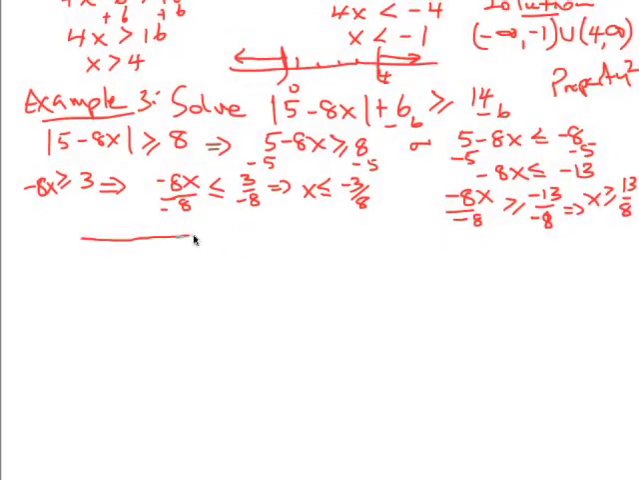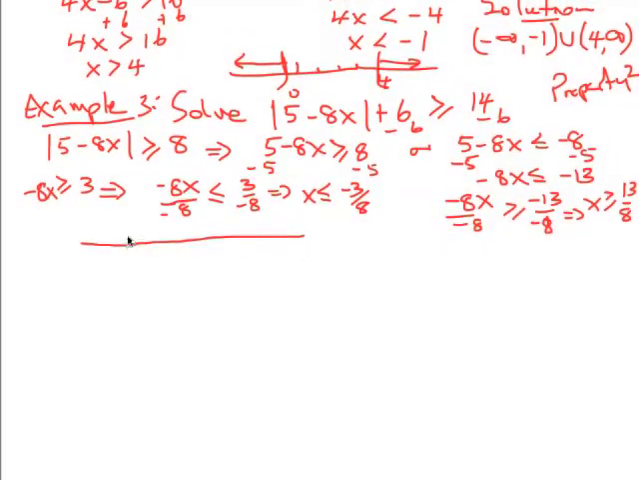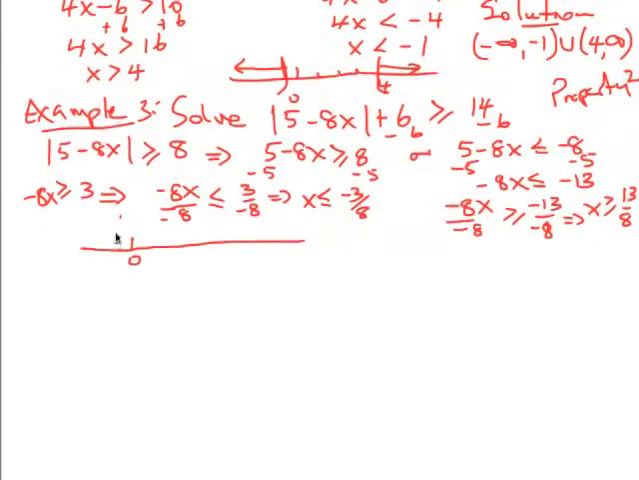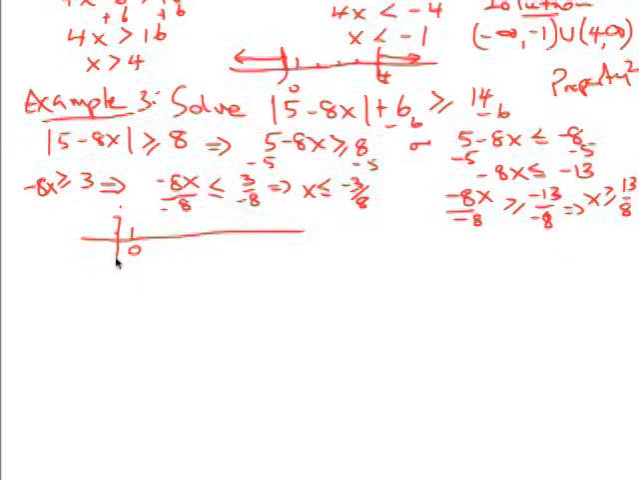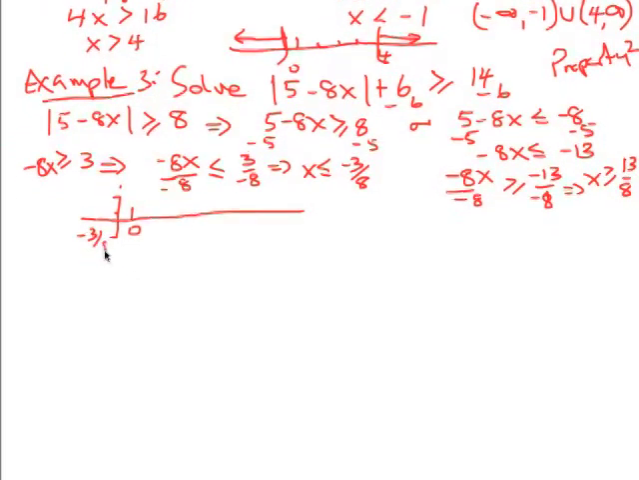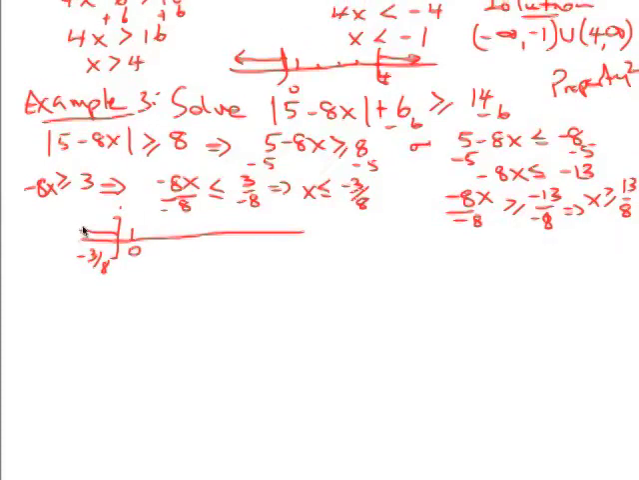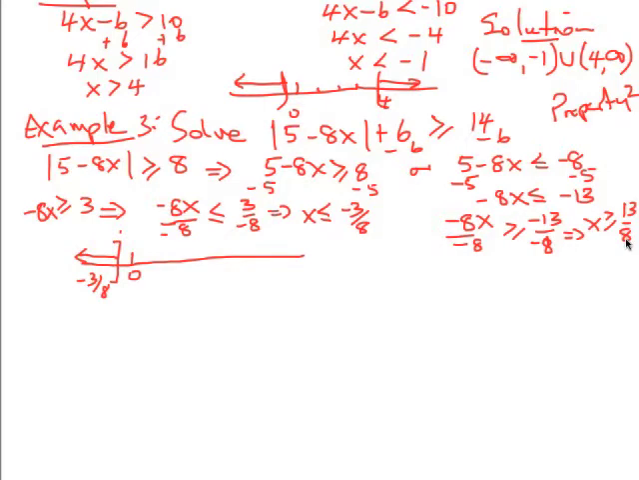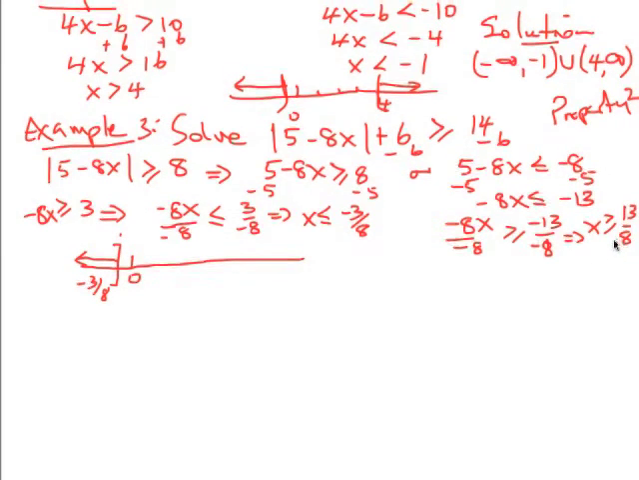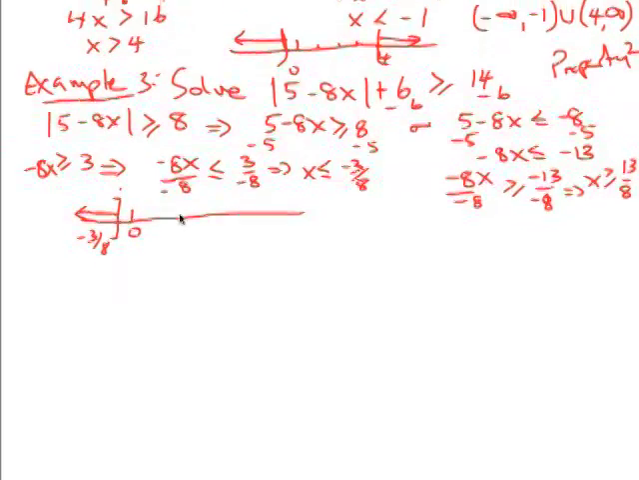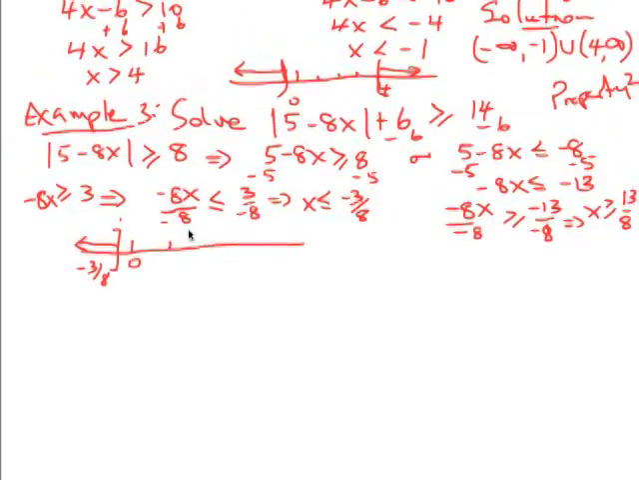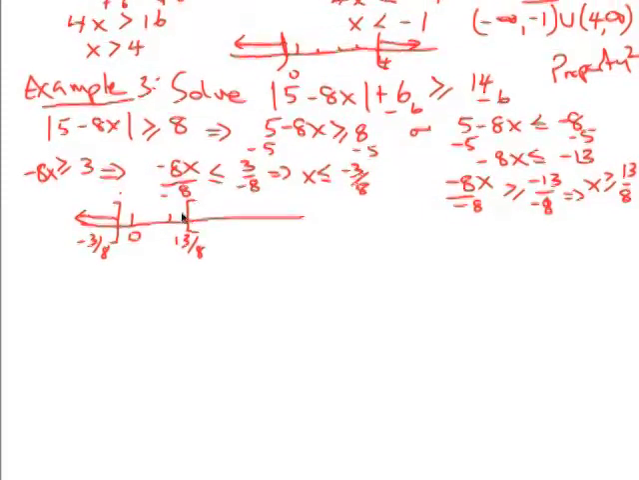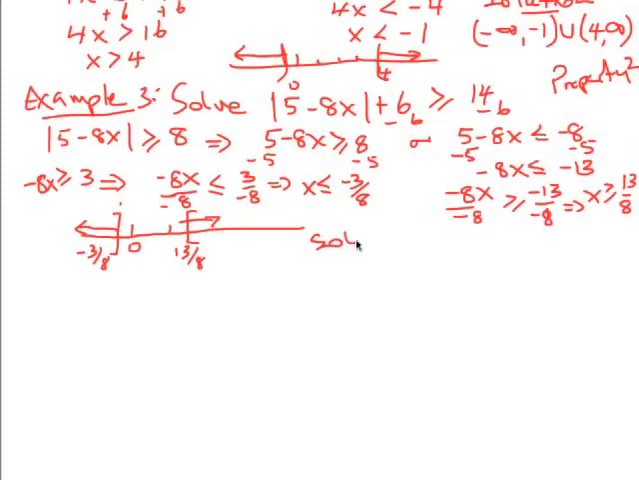Right, so if we do a little number line here to see how this is going to work, suppose here's 0. Here would be negative 3/8, like so. So it would be this direction. And 13/8 is 1 and 5/8 by the look of it. So here's 1, so 1 and 5/8 is here. And it's this direction.